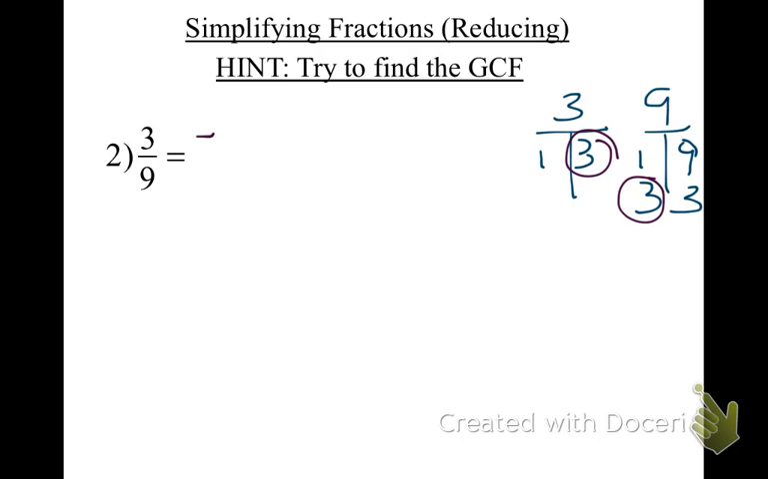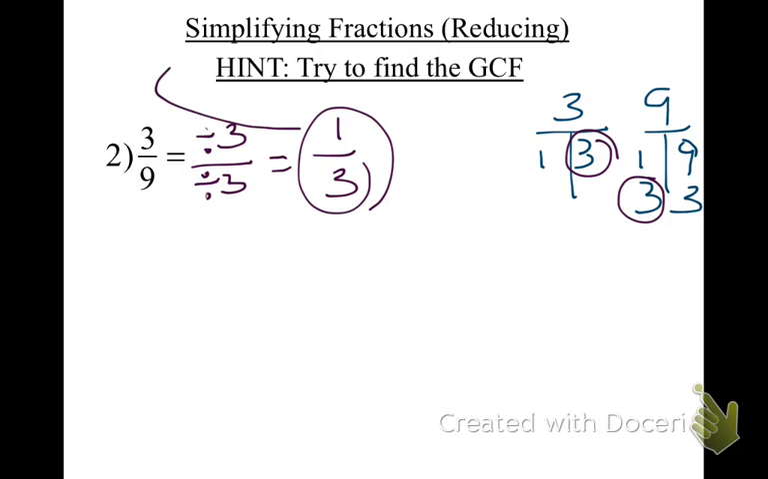So divide numerator by 3, divide the denominator by 3, and I end up getting 1 over 3, which is going to be my simplest form. So that's it. Make sure you're dividing by the same exact value. That's the only way we can find the equivalent fraction as we're simplifying it.